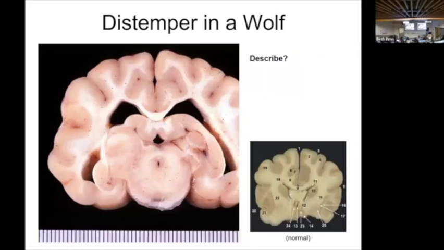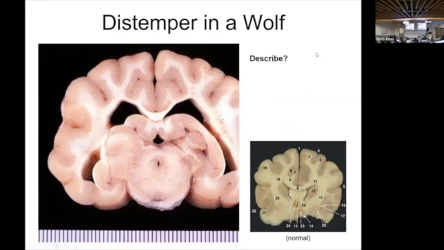All right, so we have distemper in a wolf. Here's a normal brain for reference. What is the issue or issues here? Dilated ventricles, so what do we call that? Hydrocephalus. Do you think it's congenital or acquired? Why? Because he has a disease, Dr. Eames, dummy. Sure, yep.